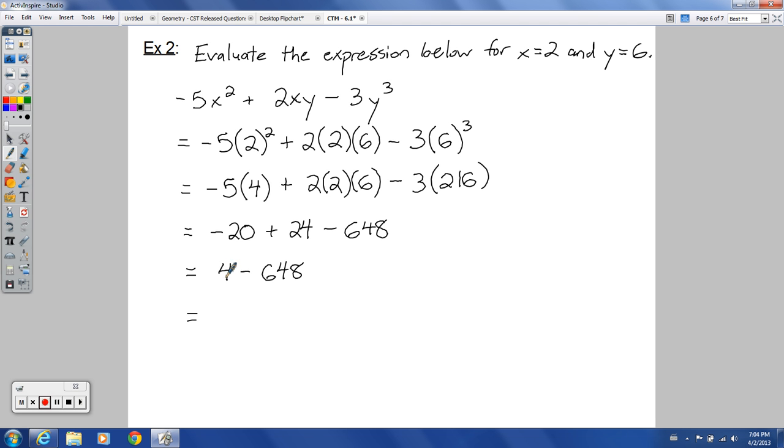You have the positive number here. The negative number is much larger. Your answer better be negative because of that. And you would just be taking 4 more than this, basically. This is another way of saying negative 648 plus 4. That's another way to think about that. That would be negative 644.